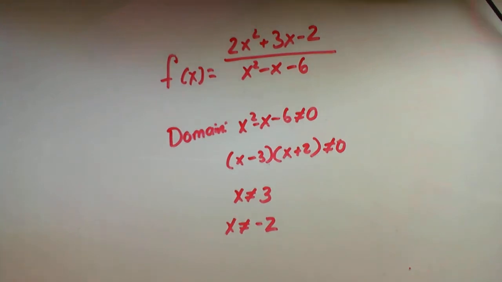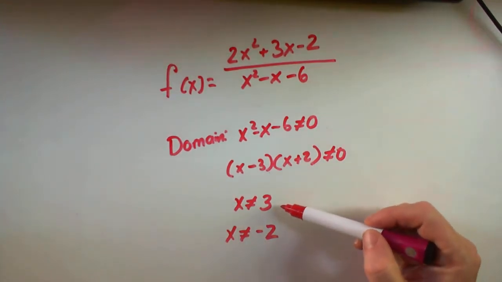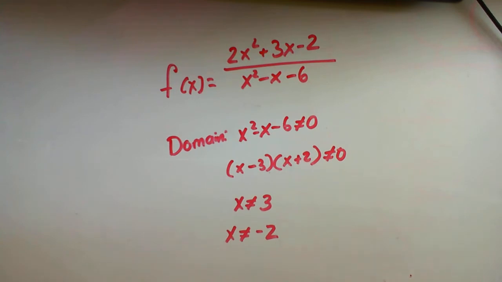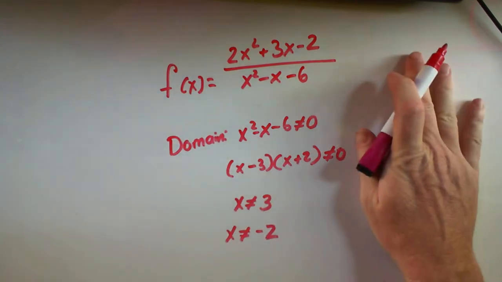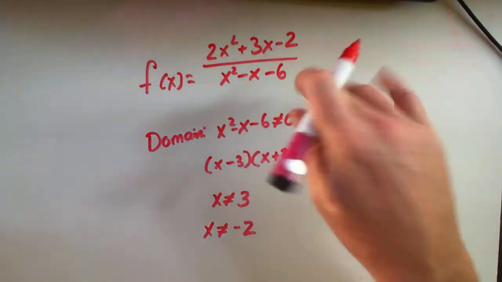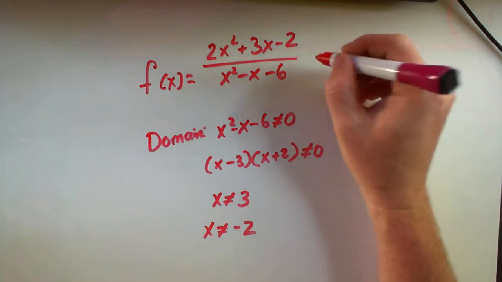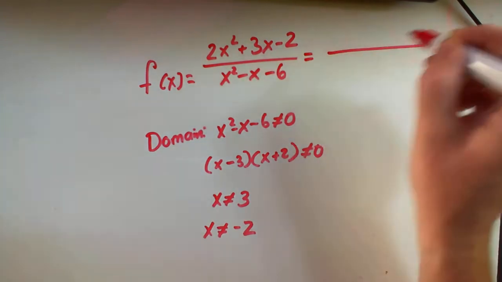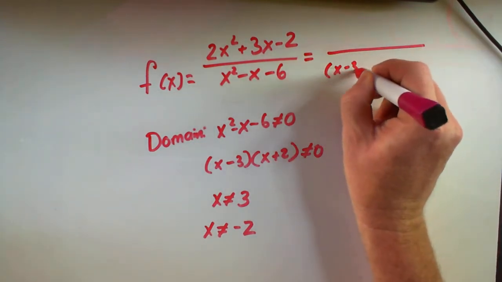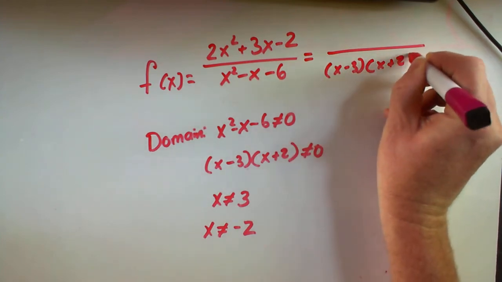So once we know that, we now need to determine there are two different types of discontinuities that can occur in rational functions. You can have a hole, otherwise known as a point discontinuity, or you can have a vertical asymptote. We determine that by now looking at this function and simplifying it down. So we've already got the bottom done. This is x minus 3 and x plus 2.